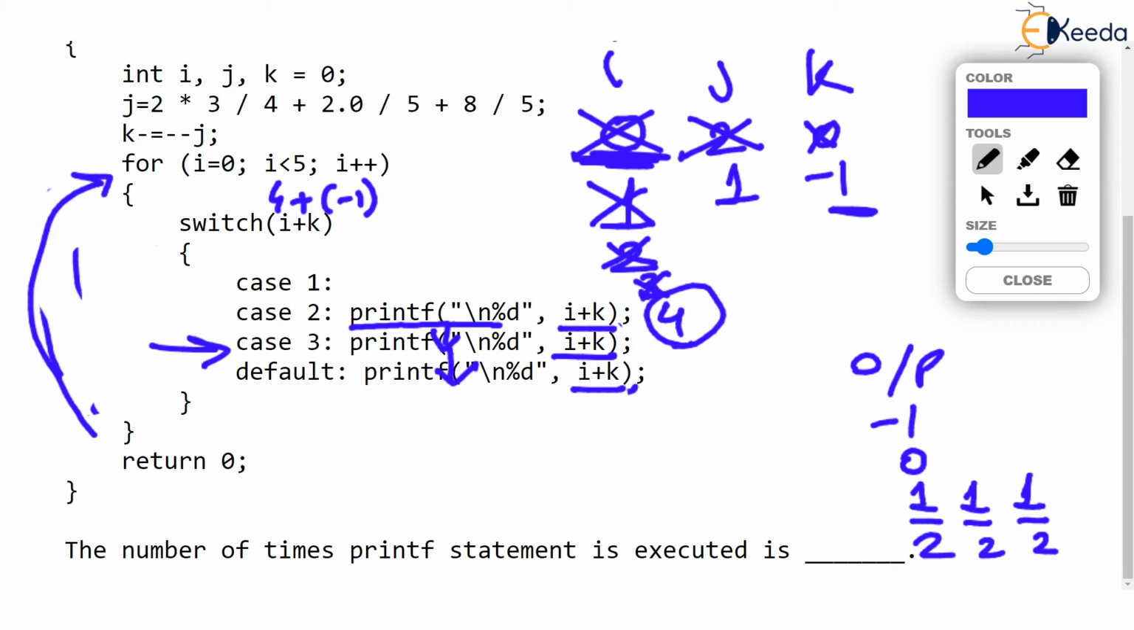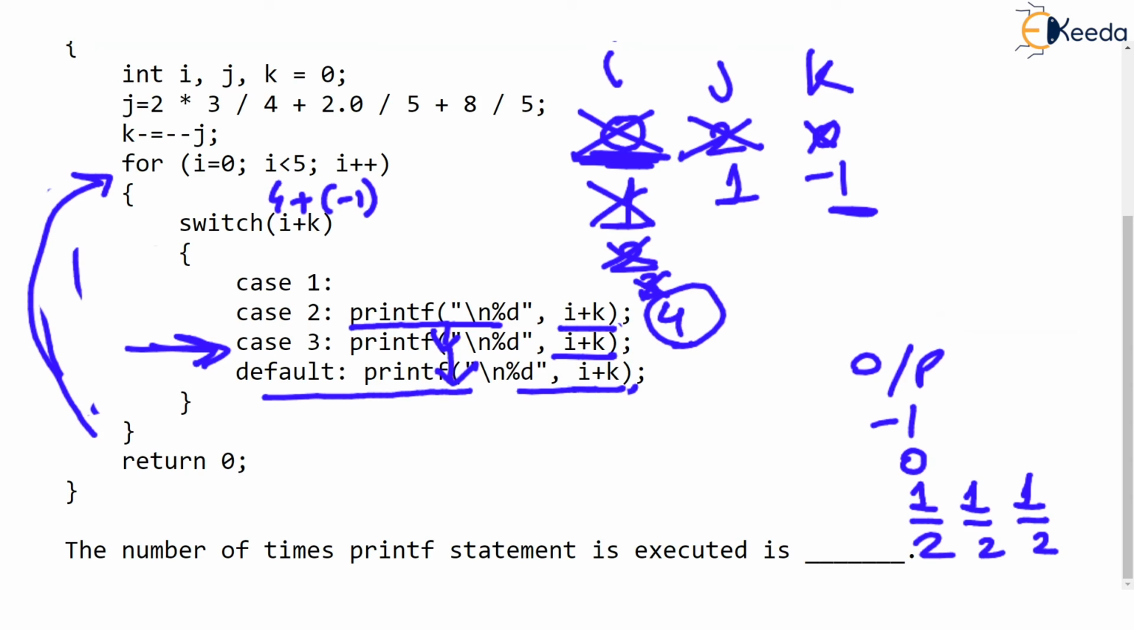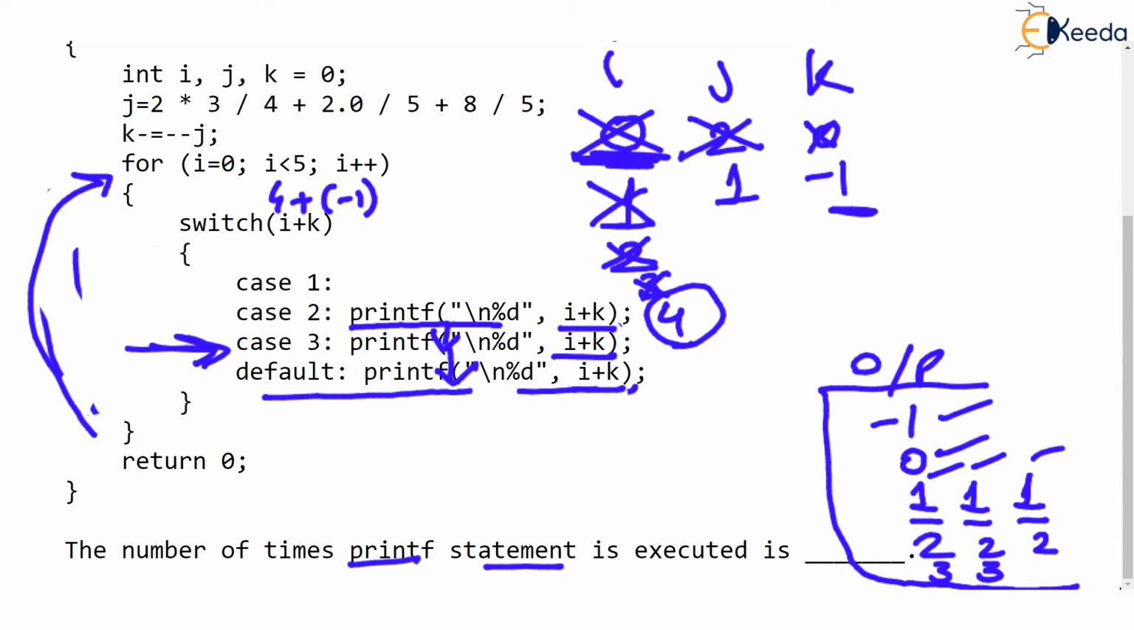But then case 3 does not have break. So default will also run, printing 3. So 3 will be printed twice. Just check it. 3 will be printed twice, isn't it? This is the output produced. Now the question they are asking is how many times the printf statement runs. So 1, 2, 3, 4, 5, 6, 7, 8, 9, 10.